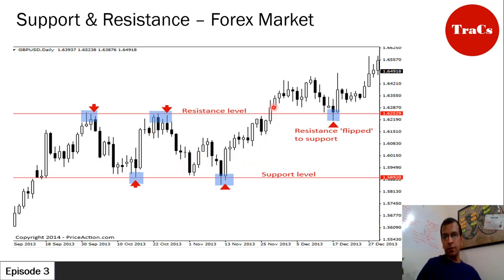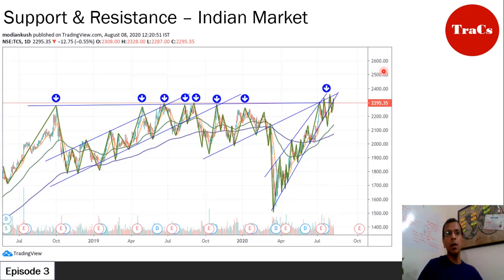Whereas in end of November it did break, and then the price range which was acting as a resistance level started to act as a new support, and then the prices moved further higher. So this is how it worked in a Forex market. Let's look at an Indian market example or a couple of them.